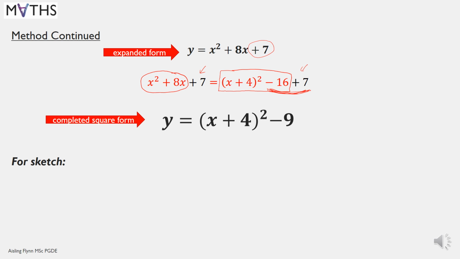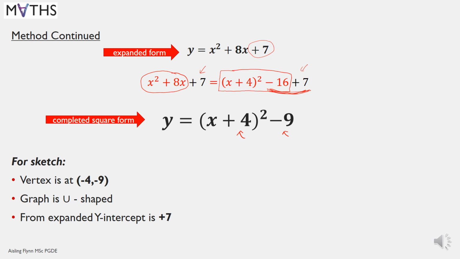So for our sketch of this function, what information does it give us? Well, firstly, we can say straight away that the vertex is minus h, so minus this value, and the y value is that. So it's minus 4 comma minus 9. Say that straight away from just looking. The graph is U-shaped because it's leading with a positive x squared.